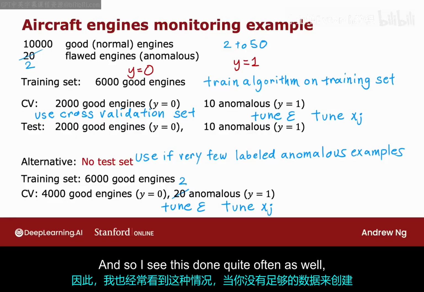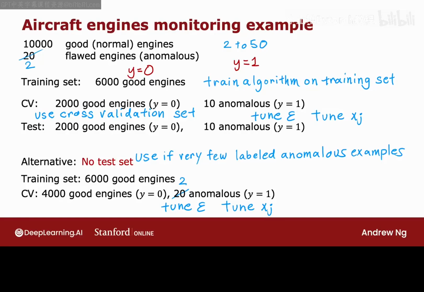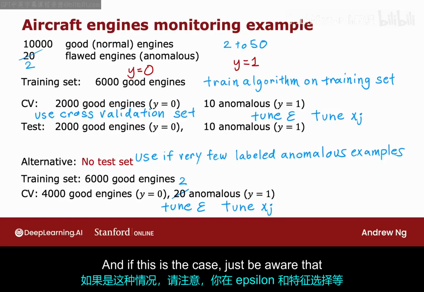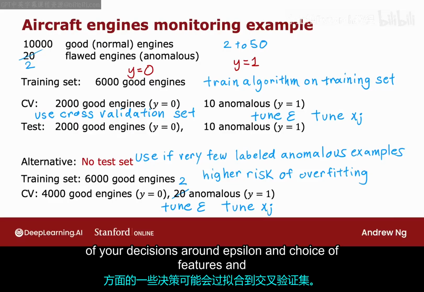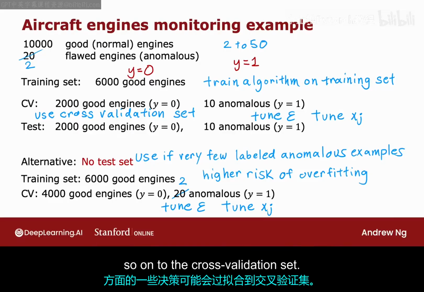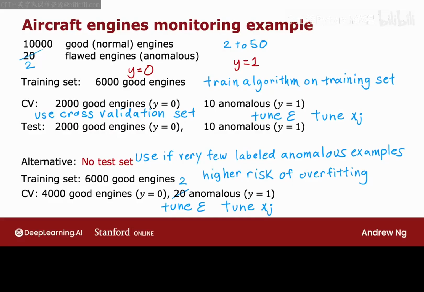And so I see this done quite often as well when you just don't have enough data to create a separate test set. And if this is the case, just be aware that there's a higher risk that you would have overfit some of your decisions around epsilon and choice of features and so on to the cross-validation set. And so its performance on real data in the future may not be as good as you were expecting.